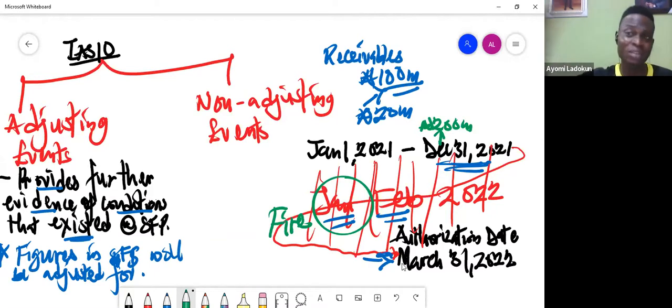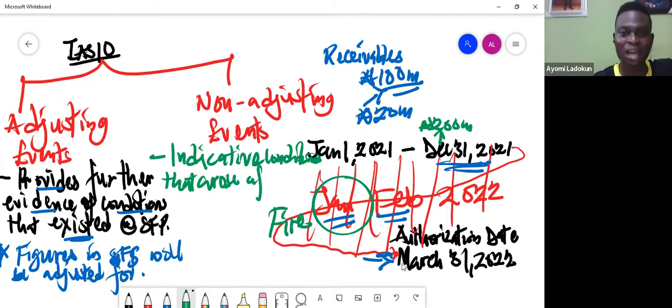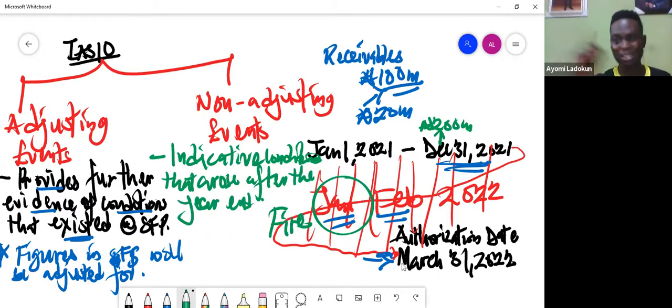It occurred in January. And that's why IAS 10 says non-adjusting events are indicative of conditions that arose after the year end. That means they did not exist at the balance sheet date. They arose after the year end. Fire got a property in February, the value of the property was 200 million as of December. So it is a non-adjusting event.